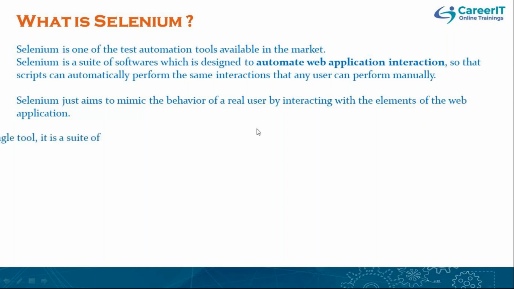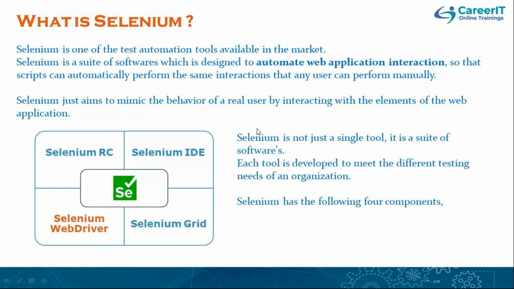Okay, as I mentioned, Selenium is not a single tool, right? It has a total of four different components, guys. The first one is Selenium RC, then Selenium IDE, Selenium WebDriver, and Selenium Grid. Each tool is designed to meet the different needs of an organization or the IT industry. Selenium RC is the first version of Selenium released into the market. RC is nothing but remote control, guys. It was the very first version, that is Selenium 1.0.